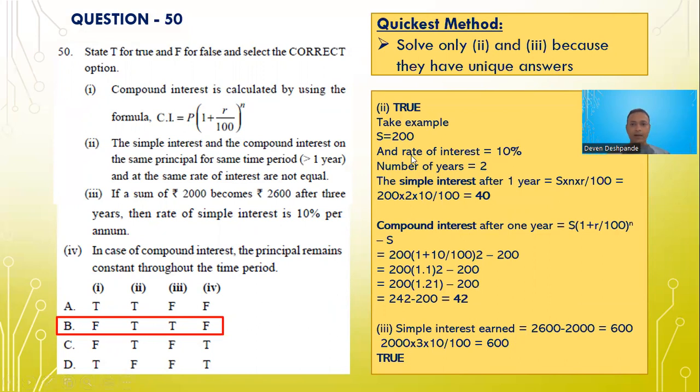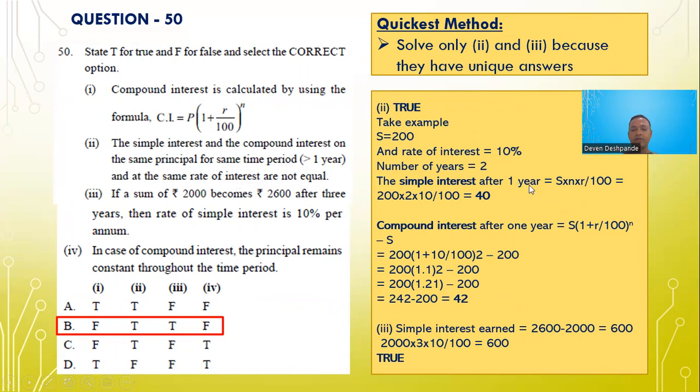Let's see. Number 2. Take an example. Simple interest and compound interest on the same principal for a time period greater than 1 year, and the same rate of interest, are not equal. So take the sum as 200, rate of interest 10%, and number of years greater than 1, so we will take 2 years.